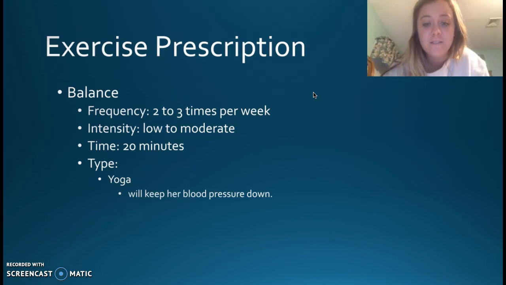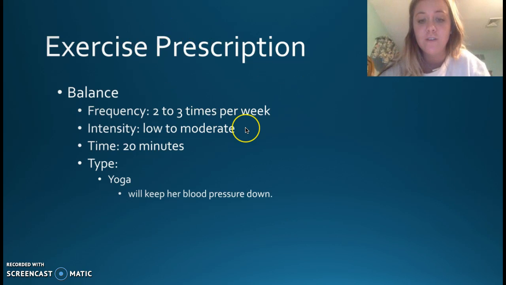Next would be balance training. Balance should be completed 2 to 3 times per week. Again, the intensity should be completed at low to moderate levels. 20 minutes each day should result in significant balance improvements. A good type of exercise to utilize would be yoga. Yoga is soft on the joints and will help keep the blood pressure low.